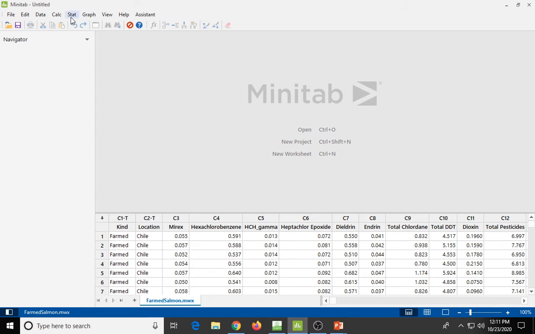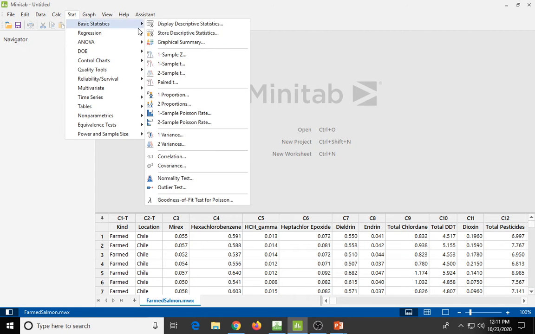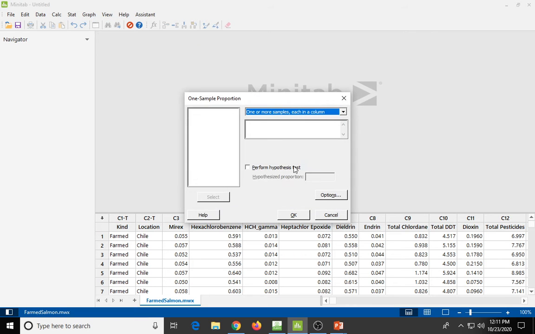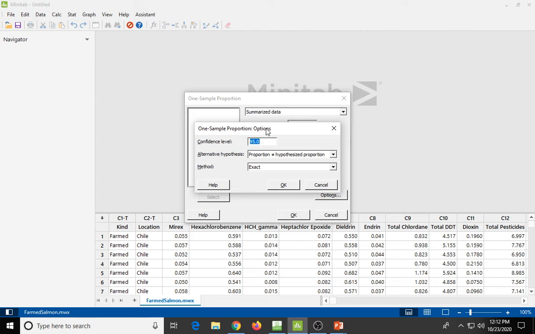So if you're at Minitab, you can go to Stat, Basic Statistics, and One Proportion. You can either ask for the samples in a column, or you can summarize the data and enter them in. So I'm going to do 16 out of 48 trials. And then I can change what my confidence level will be. I can change it to almost anything that I want. If I want a one-sided confidence interval, I would change this to greater than or less than.